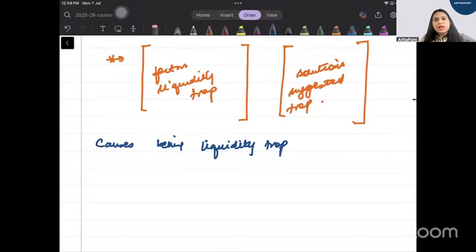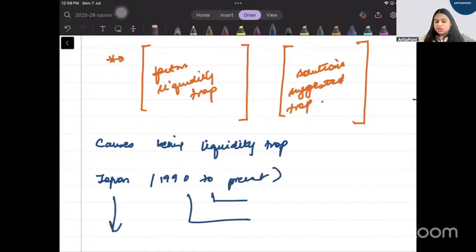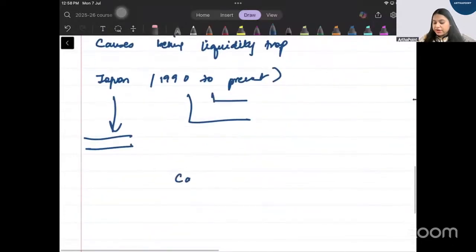You should not give such an informal answer. You cannot write like Japan 1990 to present, and then some points here and some points here. No, this is not the way to give an answer. Making a flow chart is fine, that within an answer you made a flow chart. You made a formal, proper flow chart. Okay? But a flow chart would have meant something like this.